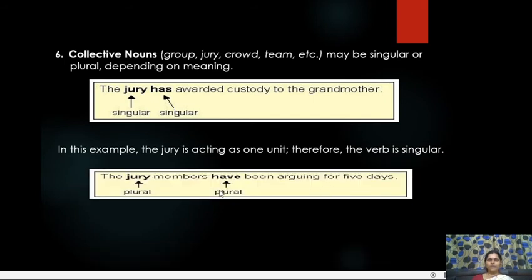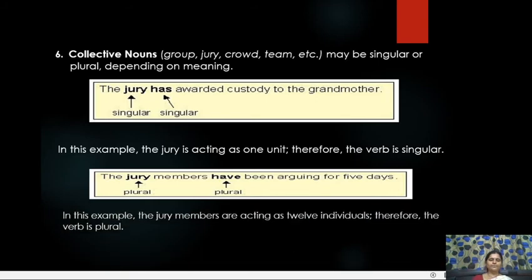The jury members, here now we are referring to individual members in the jury committee. Like jury members, then it has become a plural, and so we have to use a plural verb. Have been arguing for 5 days. The jury members have been arguing for 5 days.